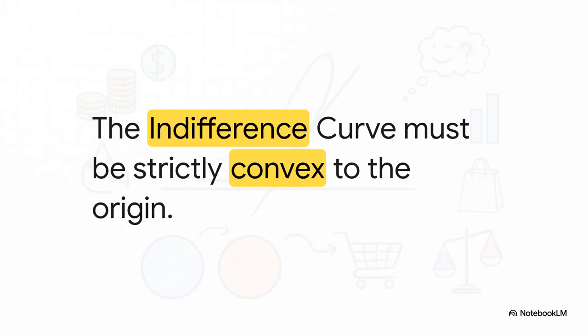And rule number 2. The indifference curve, which is what maps your satisfaction, must be strictly convex to the origin. It has to bow inward. This convexity visually represents the diminishing marginal rate of substitution, basically meaning the more food you get, the less clothing you're willing to give up to get even more food. Your willingness to substitute naturally changes as your inventory changes.